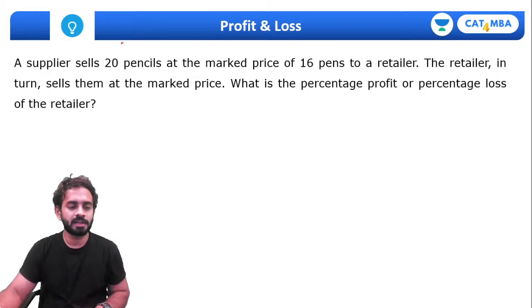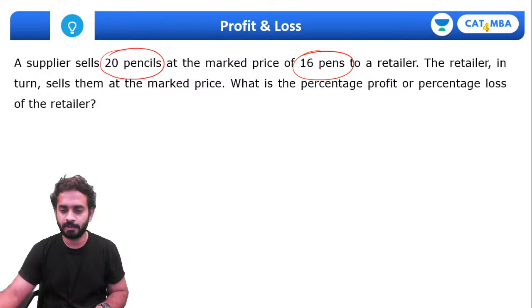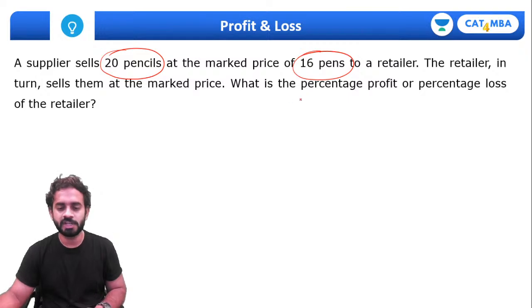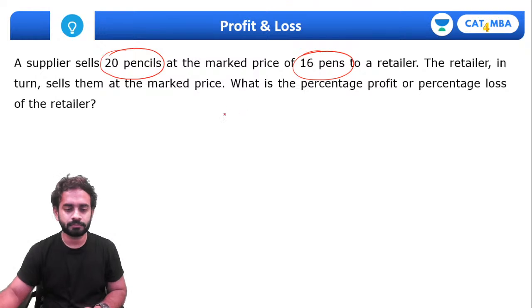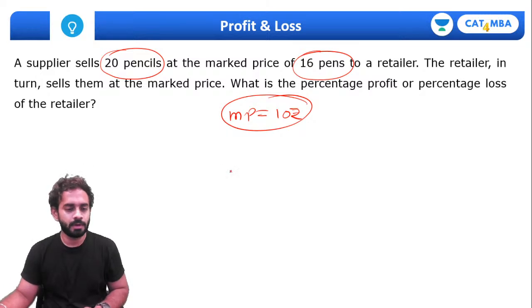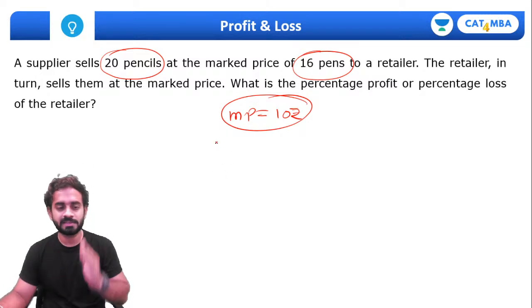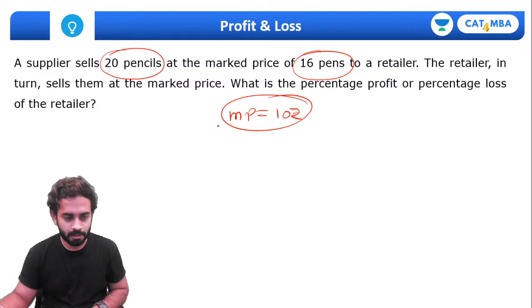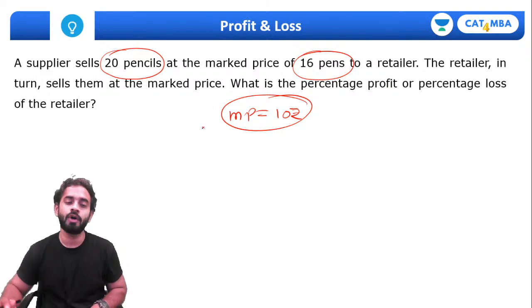Okay, next. A supplier sells 20 pencils at marked price of 16 pens to a retailer. The retailer in turn sells them at the marked price. What is the percentage profit or percentage loss of the retailer? Let us say marked price of each pen is 10 rupees. Now the supplier sells 20 pencils at the marked price of 16 pens to the retailer. The retailer in turn sells them at the marked price.